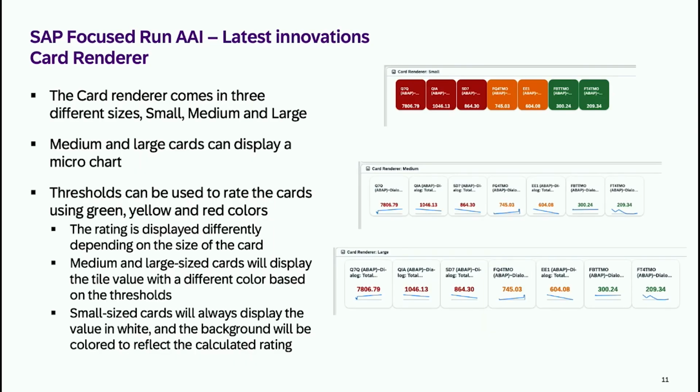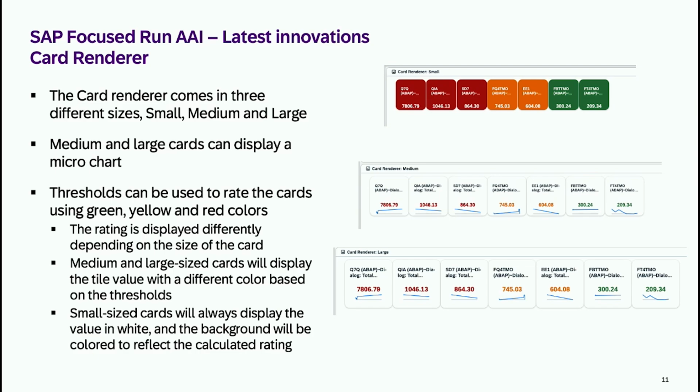And we actually have three sizes for this renderer. We have a small, a medium, and a large tile. If we use a small one, we can, of course, like for any renderer, build our thresholds. We can define some thresholds, and the consequence will be that the tiles will be rated. So the rating will be calculated, and then the correct color will be assigned.